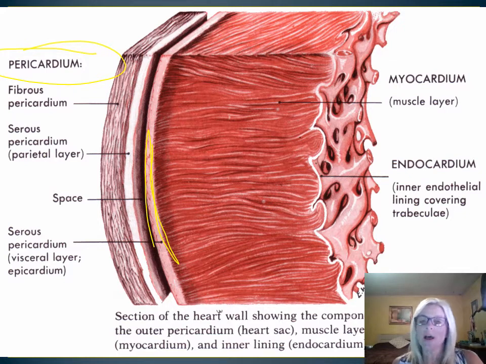We also have in the actual tissue of the heart what we call the myocardium. Myo means muscle, so the myocardium. And then we have the endocardium. Endo means inside. So this is the actual inside, inner lining, covering of things like the trabeculae, which we will get into as we study the heart. But this is a really nice diagram. And so I would study this one, perhaps draw this out and label it.